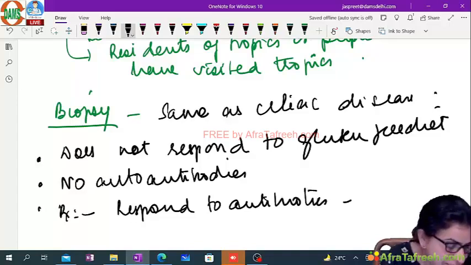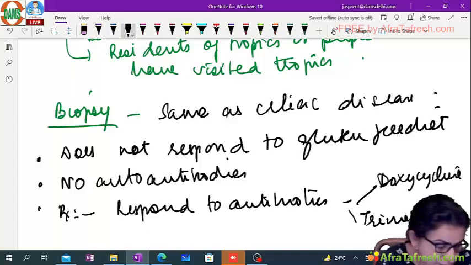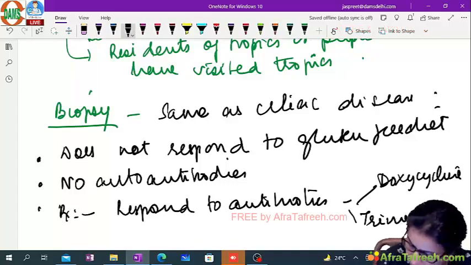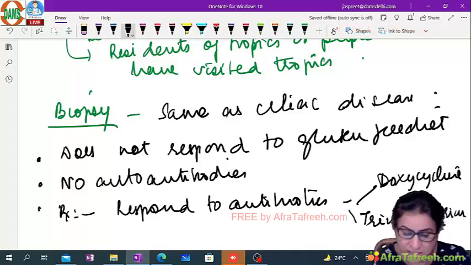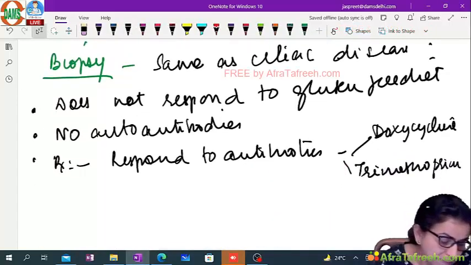So common antibiotics given are doxycycline and trimethoprim. Treatment is antibiotics, as they respond to antibiotics: doxycycline and trimethoprim. And again, the site is the same.